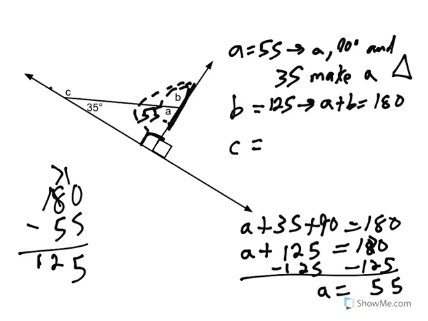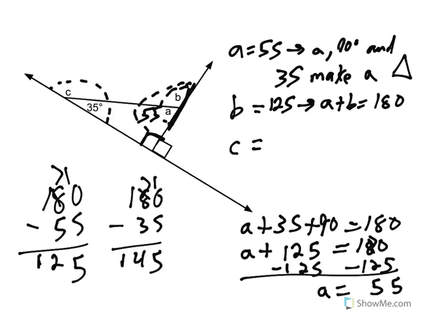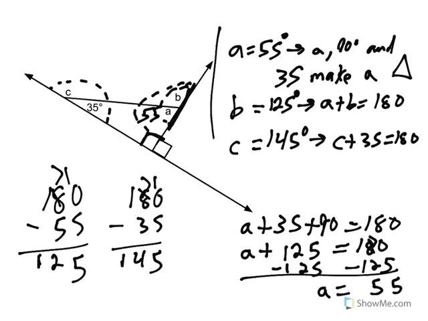I could do the same thing with C over here. I could take 180 minus 35, and now I have 145. And I know that C is 145 degrees. I forgot my degrees everywhere. And that's because C plus 35 is equal to 180. And so there's my answer there.